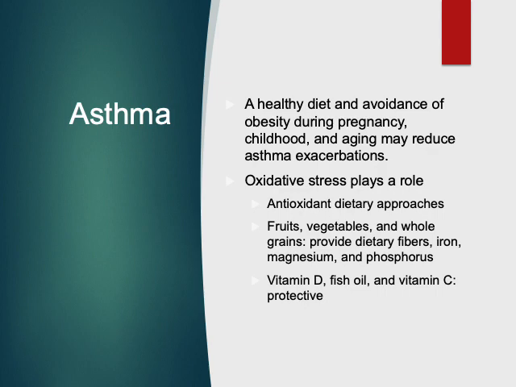Now, antioxidant dietary approaches suggest that eating a variety of fruits and vegetables, whole grains, and getting enough of these natural sources of fiber are going to be key. Iron, magnesium, and phosphorus as well. Vitamin C, D, and again, omega-3 fatty acids. These are all important nutrients to emphasize with your patients with asthma.